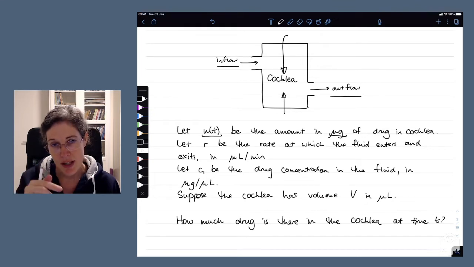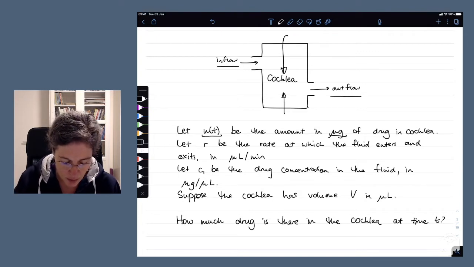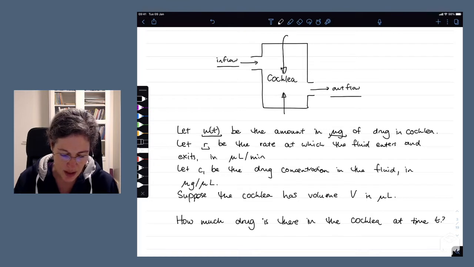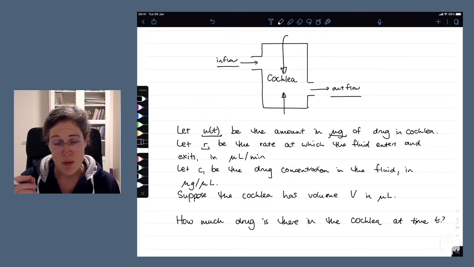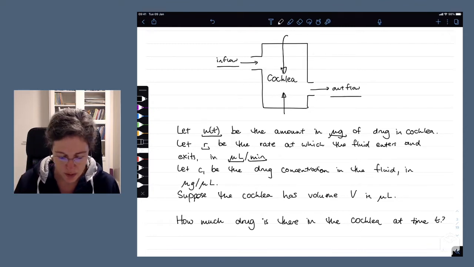So we're going to assume that it enters and exits at the same speed so that it doesn't build up or drain the cochlea. I'm going to call that R. That's going to be the rate at which the fluid enters. Since we're dealing with really small amounts, it wouldn't make sense to use liters, so we're going to use microliters per minute. It's a super small amount that's going in and coming out, and gradually you build up the right concentration.